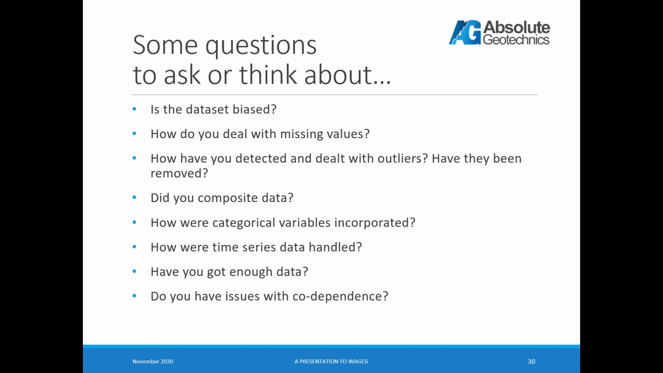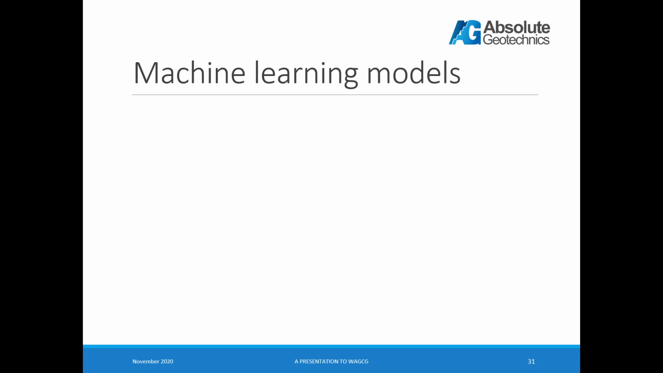Categorical variables tend to be more difficult to incorporate in some models, although there are tools for doing that. Did you have time series data? If you had geochemical or hydrogeological data, that can be very relevant. Have you got enough data? And do you have issues with covariance, codependencies? So, a good list of questions to take to people when they bring you machine learning models.